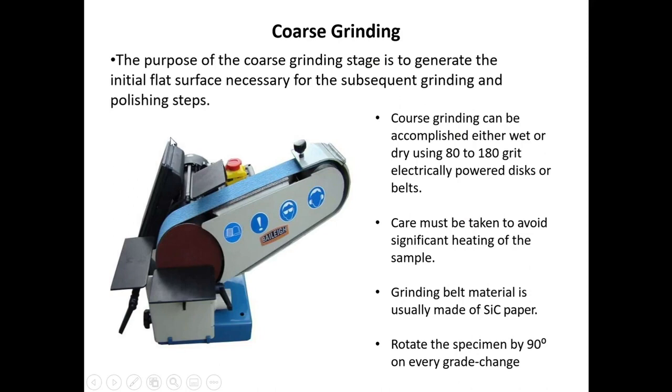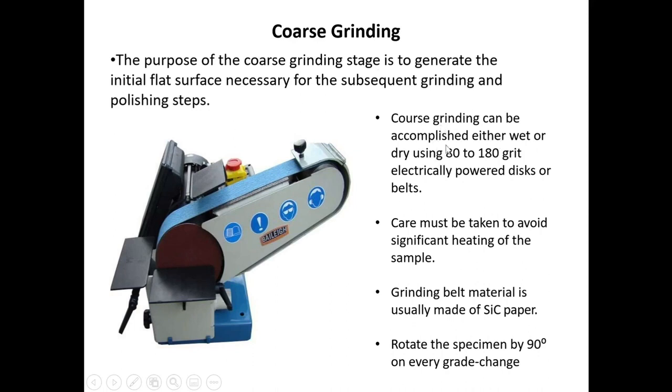So grinding can be distinguished into two parts, that is coarse grinding and fine grinding. The purpose of the coarse grinding stage is to generate the initial flat surface necessary for the subsequent grinding and polishing step. Once the material is cut and mounted onto the mount, the levels or scratches will be there on the surface of the specimen. So in order to make the surface flat and remove the scratches, the first process is coarse grinding.